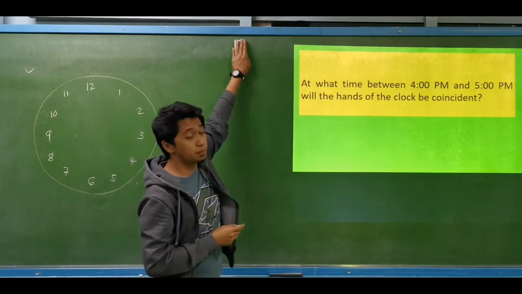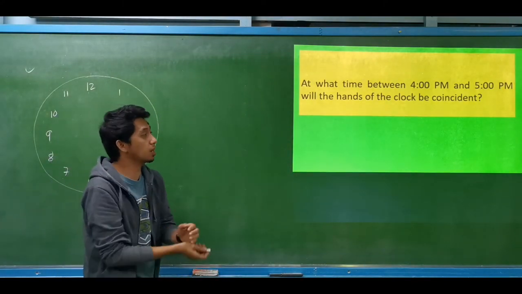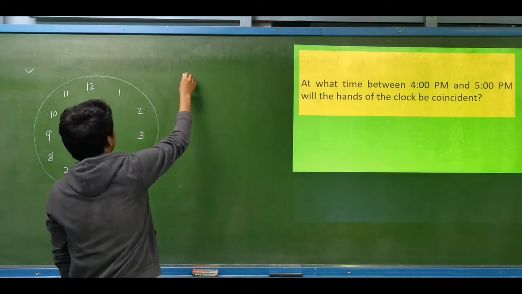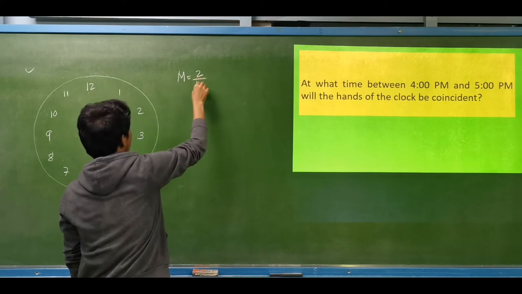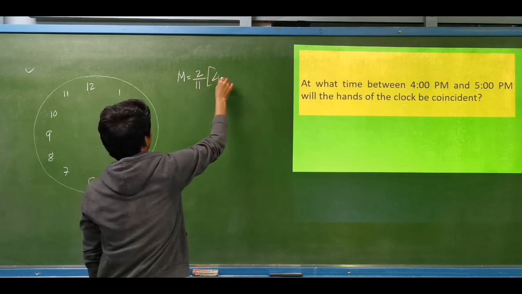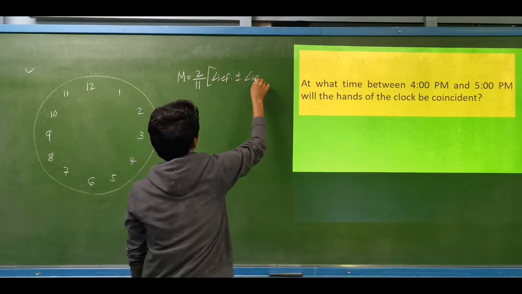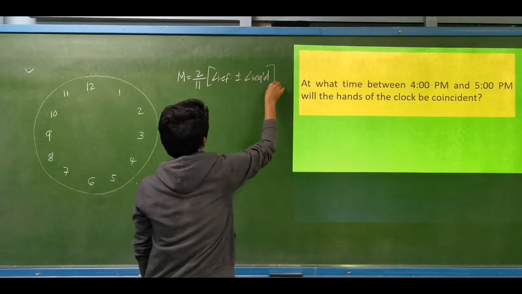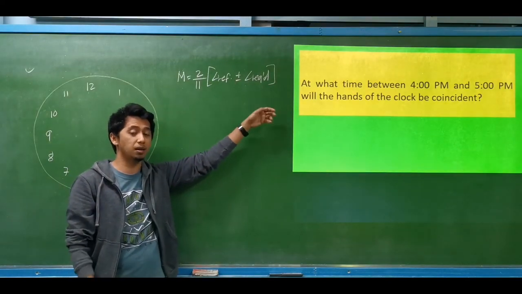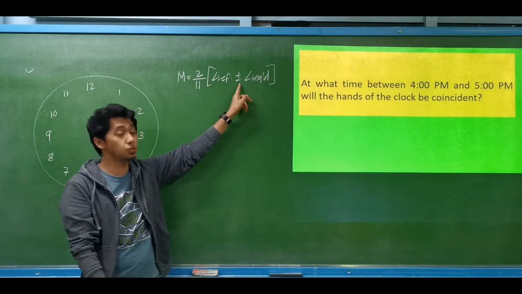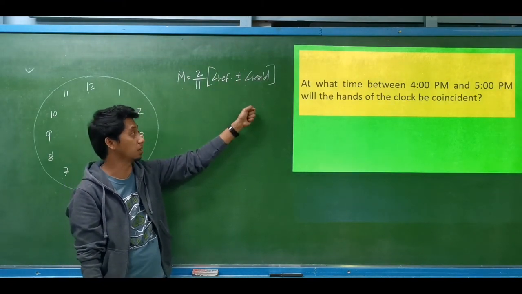And so let's have the same problem, but this time we have to use another solution. So we may use the Padilla's equation. The Padilla's equation is the number of minutes equal to twice 2 over 11. This is multiplied by the angle reference plus or minus the angle required. In this equation, you have to use addition if the minute hand will be ahead of the hour hand. You have to use minus if the minute hand will be behind the hour hand.